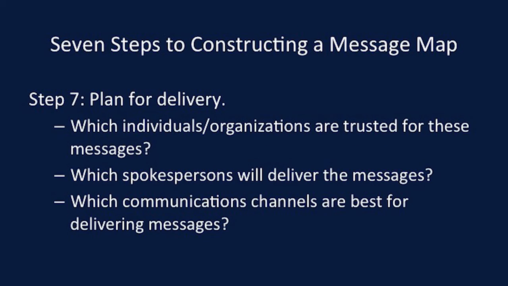When you're planning for delivery, which is step number 7, one of the questions you want to ask is who would be the most trusted source of information about that issue. Sometimes it's the organization that's producing the message map. Sometimes it might be an intermediate organization, such as happened in Latin America, where we were using the churches as a way by which to share information about pandemic influenza.